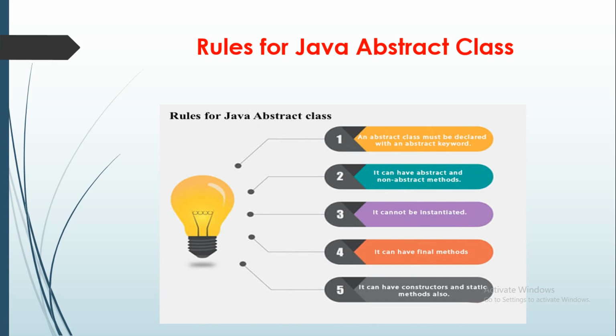Here are some rules for writing a Java abstract class. First, an abstract class must be declared with the abstract keyword. It can have abstract and non-abstract methods. It cannot be instantiated. It can have final methods. It can have constructors and static methods also.